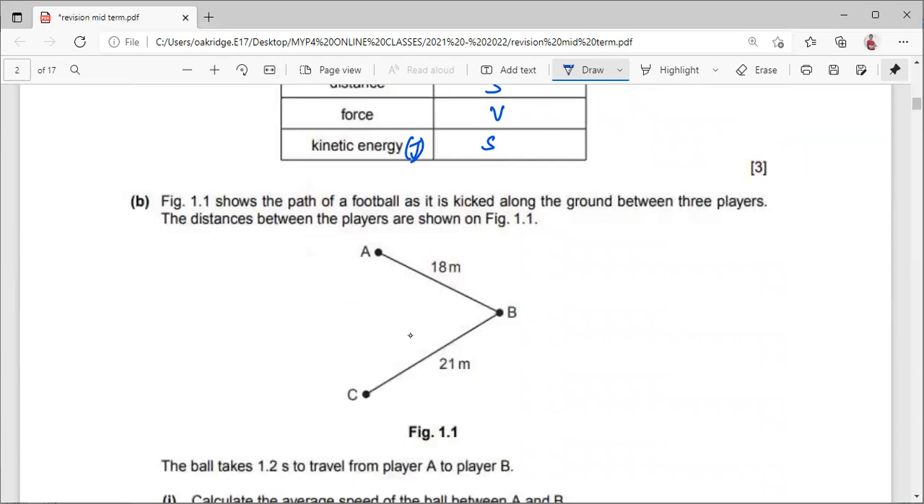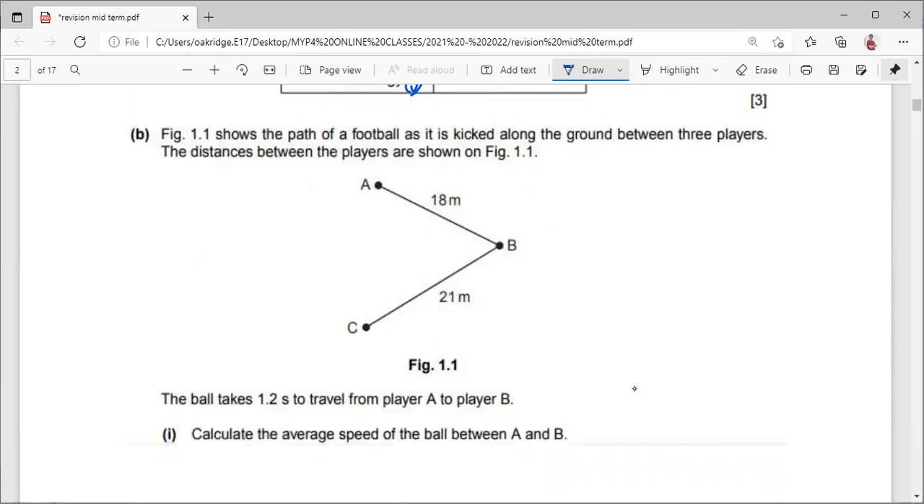Then, the figure shows the path of a football as it is kicked from the ground between 3 players. The distances between the players are shown in figure 1.1. Okay. The ball takes 1.2 seconds to travel from player A to B. From player A to B, it takes how much time? It takes a time of 1.2 seconds. Okay. Calculate the average speed of the ball between A and B. Very simple question. So average speed here, average speed. Okay, let me write down.